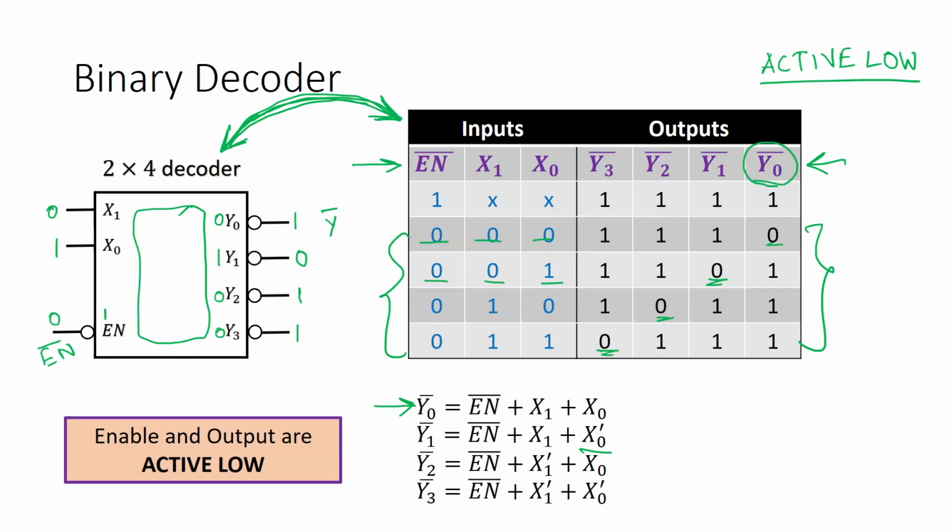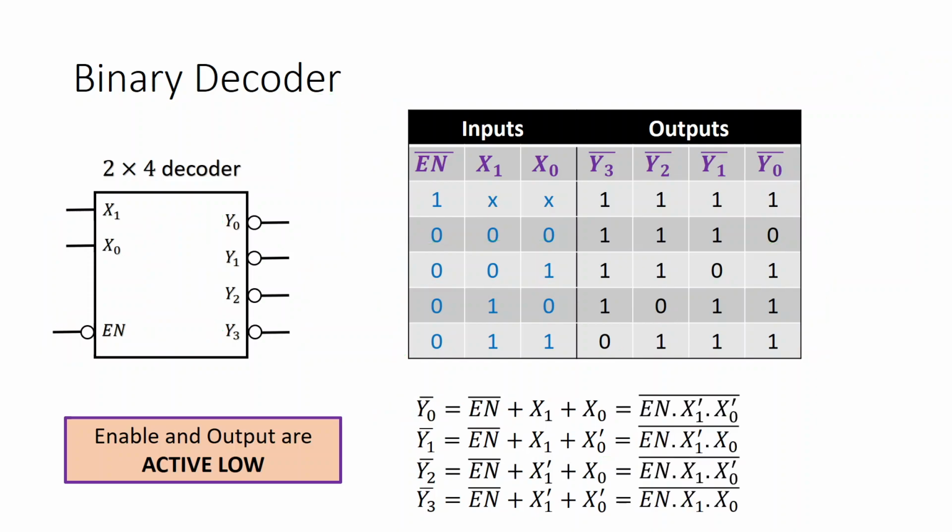Now this can be easily implemented using a NAND gate. You see that this can be easily implemented. Look at the expressions. This is simply a NAND operation between the three input signals: enable, x1 and x0 in different combinations. Of course, x1 and x0 also have their complements involved, but ultimately these output side signals can be directly implemented using a NAND gate.